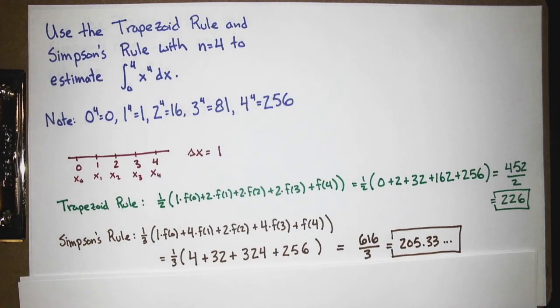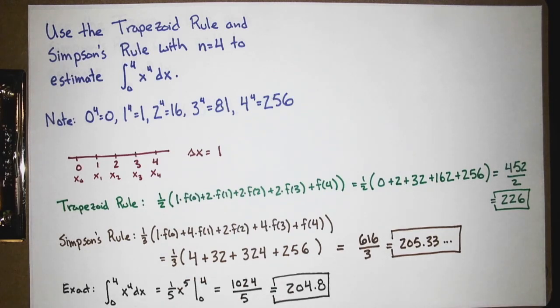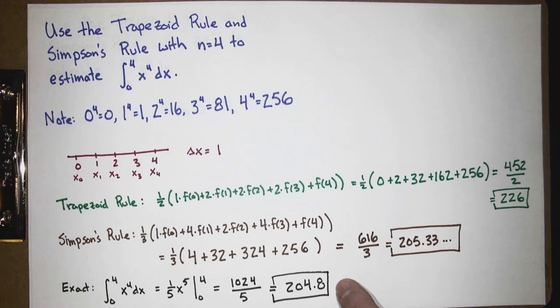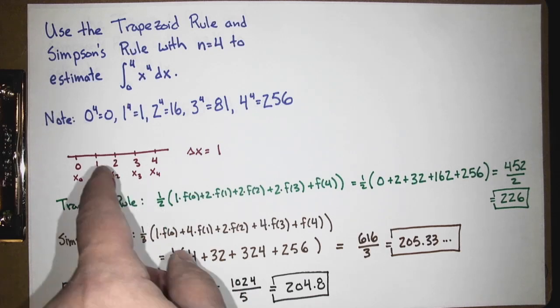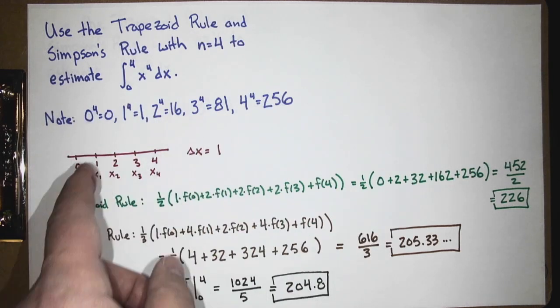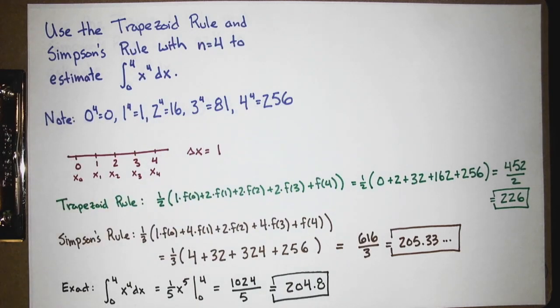Did anybody have time for that one? 204.8. Now, you'll notice these are not very far off from each other. That's not surprising. And you might say, but you only used just these handful of data points, and yet you were able to get a pretty reasonable estimate. And that's sort of the strength of numerical integration. We'll talk about more of this next time, but that's it for today. Have a good day.